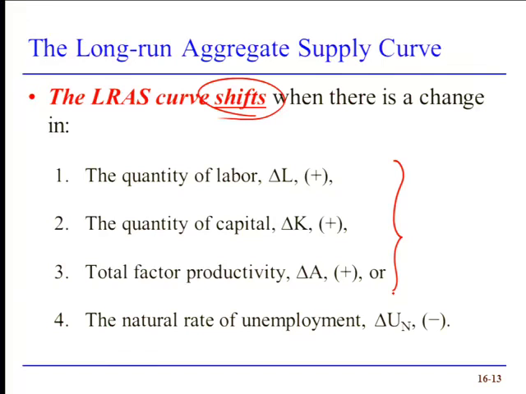But notice that a higher natural rate of unemployment means for any given labor force size, we would actually have less employment. Less employment through our production function means less economic output. The size of the labor force hasn't changed, only the percentage of the labor force that is actually employed. That's why we have this minus sign after our change in the natural rate of unemployment.